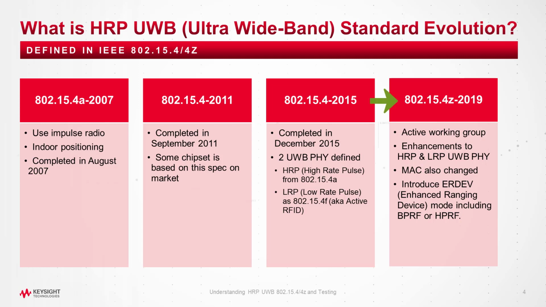In 2019, there was an amendment as 802.15.4z, which modified the UWB physical layer and MAC layer contents.